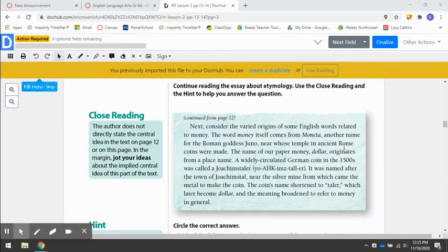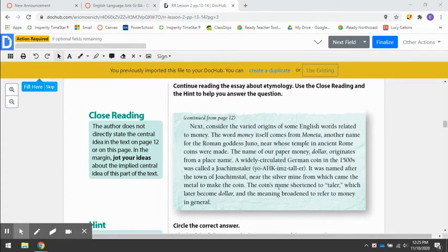So it says, next, consider the varied origins of some English words related to money. The word money itself comes from moneta, which is another name for the Roman goddess Juno, near whose temple in ancient Rome coins were made. The name of our paper money, a dollar, originates from a place name. A widely circulated German coin in the 1500s was called a Joachimsthaler. I just used that pronunciation there. It was named after the town of Joachimsthal near the silver mine from which came the metal to make the coin. So the coin's name shortened to Thaler, which later became dollar, and the meaning broadened to refer to money in general.